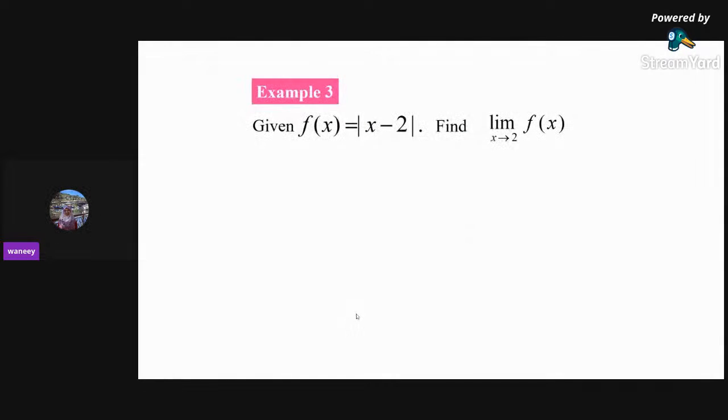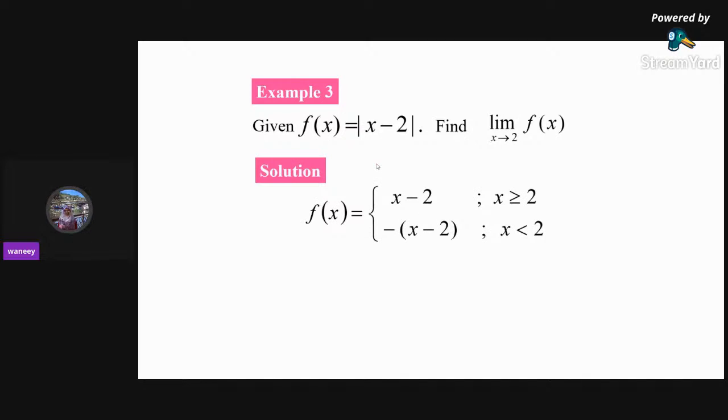Next. Right, so example 3, given that the function f(x) is equal to the modulus of x minus 2, find the limit as x approaches 2 for f(x). Basically, if you have a modulus, that means you need to open the modulus sign. To open the modulus sign, firstly, we have x minus 2 for x greater than or equal to 2. The other one is the negative of x minus 2 for x less than 2.